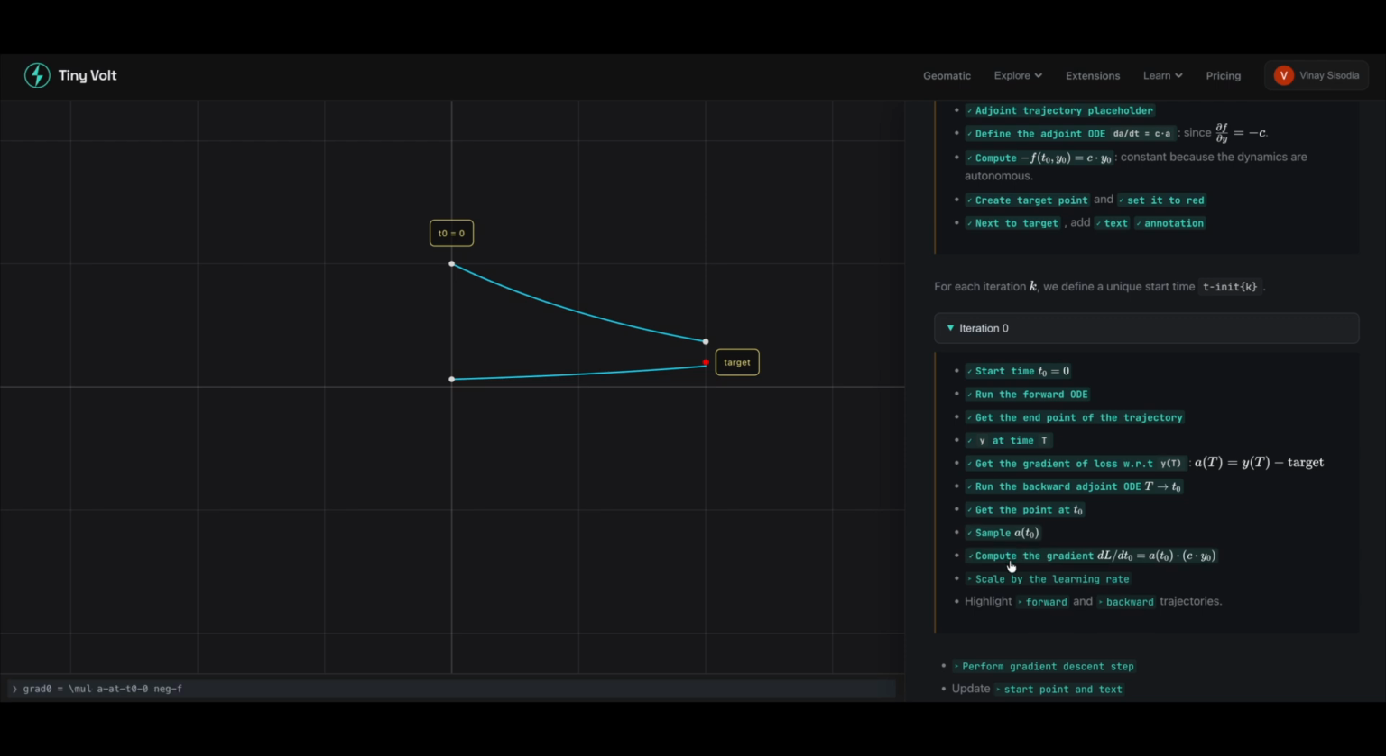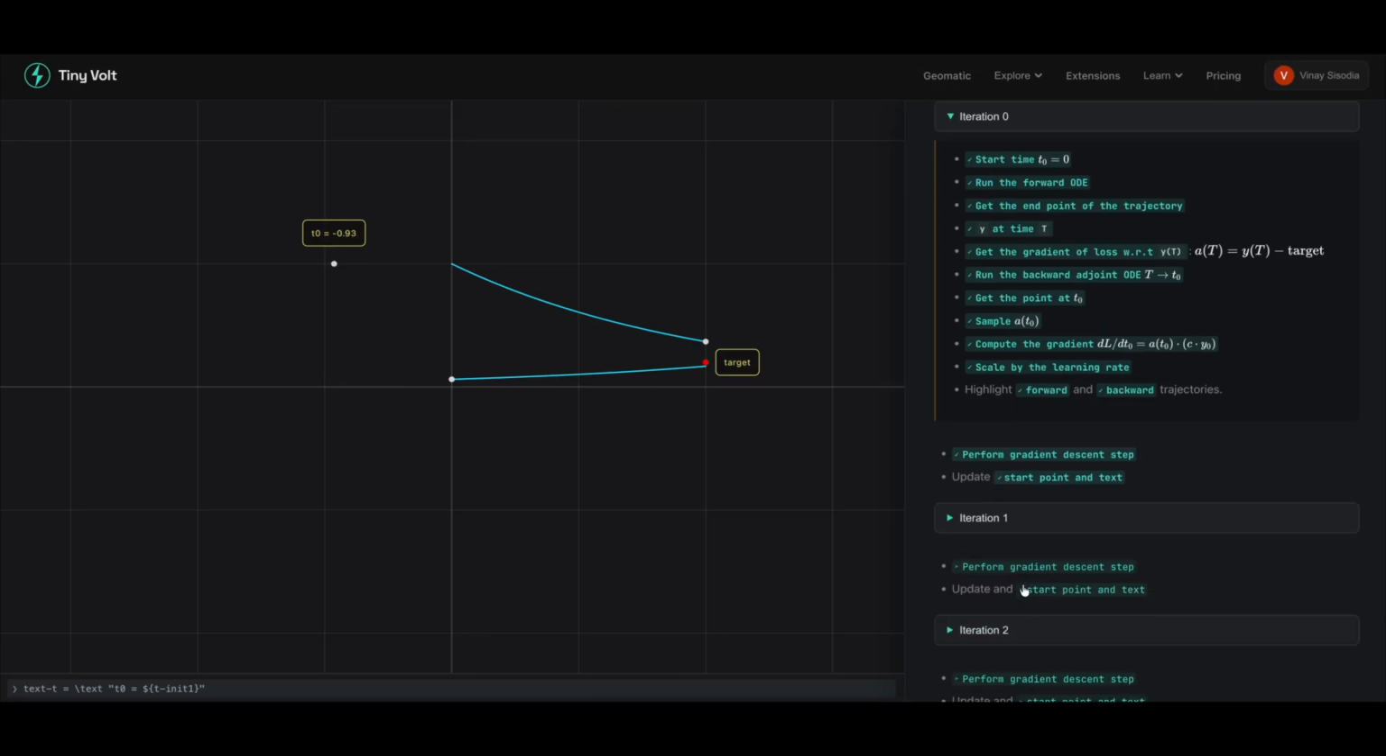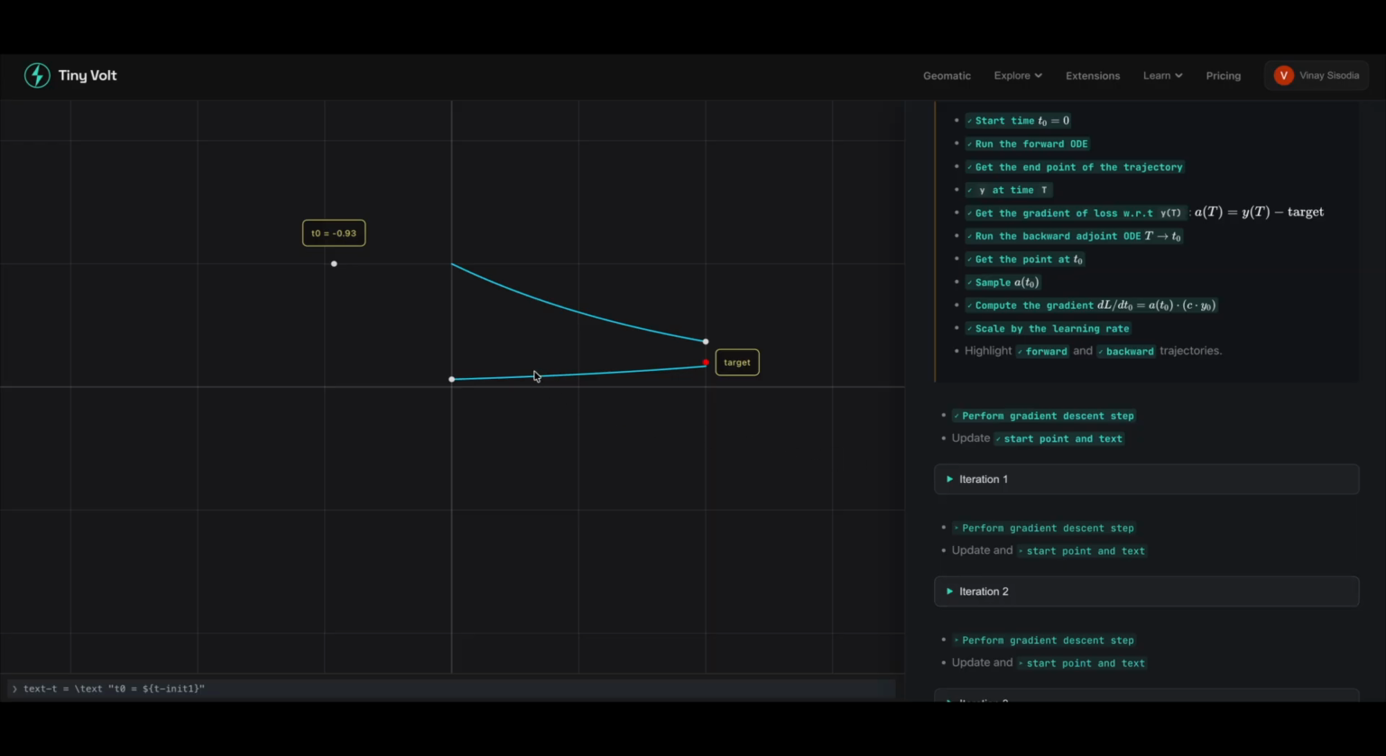And we calculate the gradient. For the previous examples, I used a learning rate of 1, but in this case I use a much higher learning rate. The reason being the gradient is very small and the change is not going to be visible, so we'll be using a bigger learning rate. And once we perform the gradient descent step, you can see the value gets updated to minus 0.93, and the next iteration will start from this point.